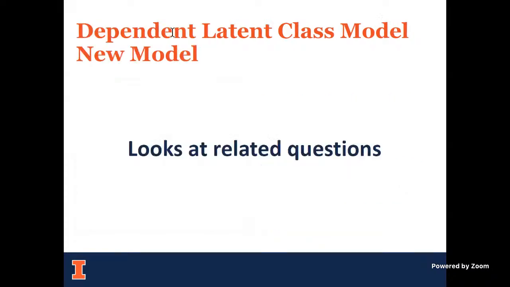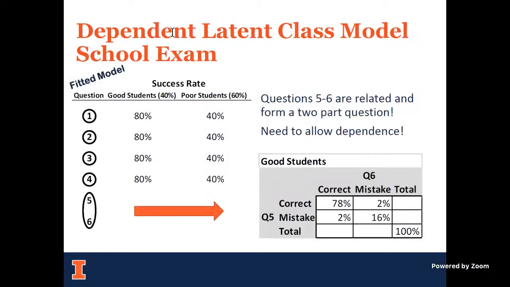So in comes dependent latent class models. The idea here is to look for related questions and correct for that. In this example, perhaps questions 5 and 6 are actually a 2-part question. So what we want to do is allow for dependence. If you get question 5 correct, you're very likely to get question 6 correct. And if you get question 5 wrong, you're very likely to get question 6 wrong.